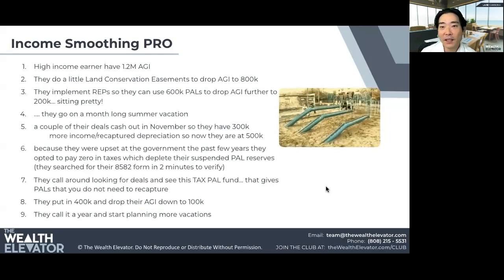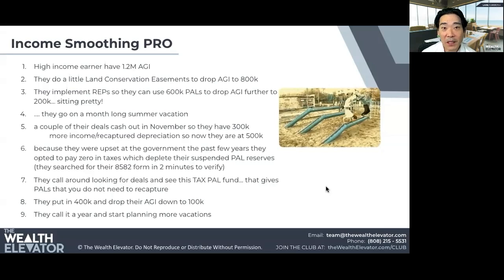But this is what the cool kids will do. You have a high income earner making $1.2 million AGI, which is not uncommon in our group. They do a little land conservation easements, which is a way of using donations in a leveraged way to drop their income down 30%. Now you can't really do this anymore. It's a little bit riskier, but they would do this to drop their income from 1.2 to 800,000.